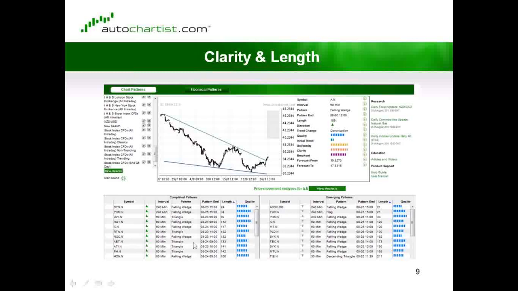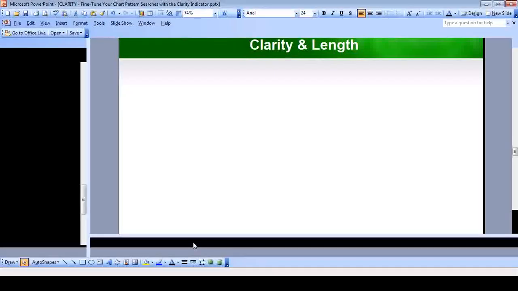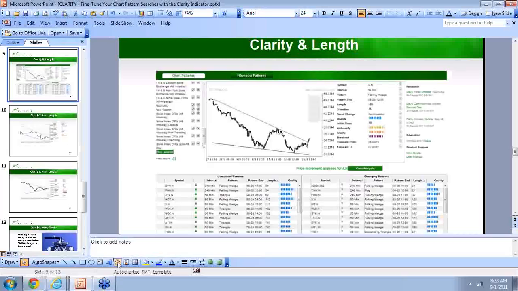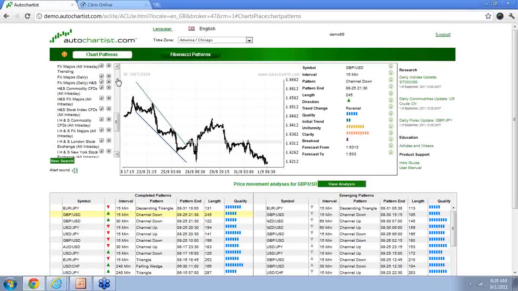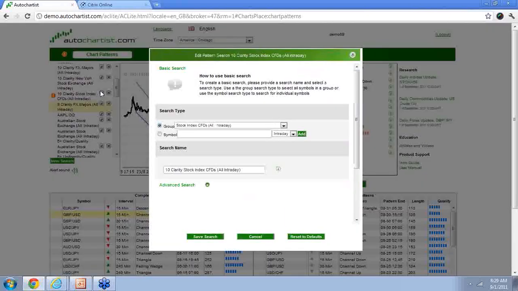So if I take time here and look at the live data, you can see that when I go into the AutoChartist platform, and I want to look at the clarity, say, of a stock index, I can hit the edit button, or I can go to new search, and it takes me to this window here.